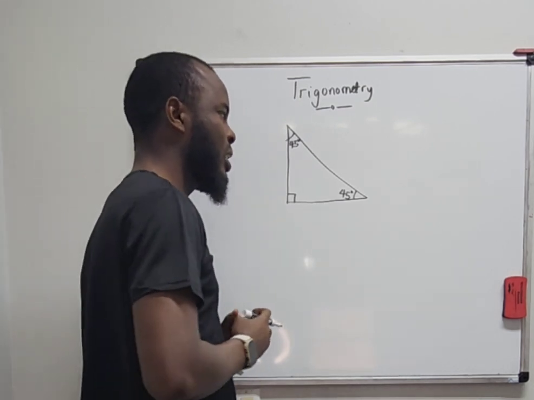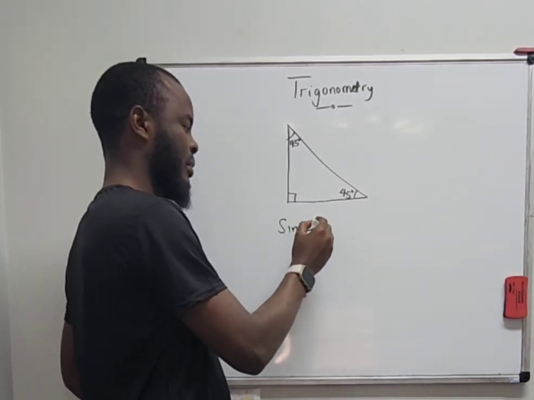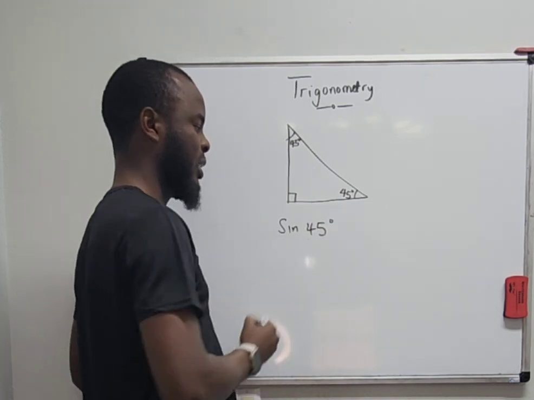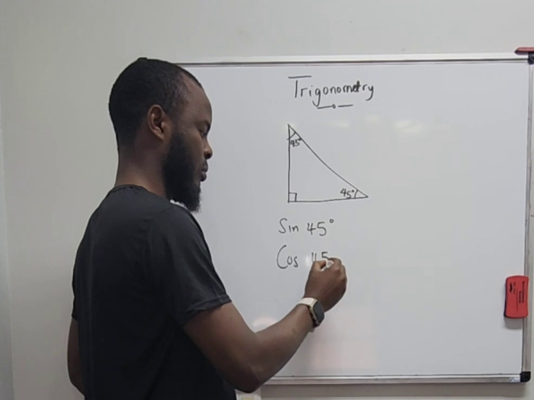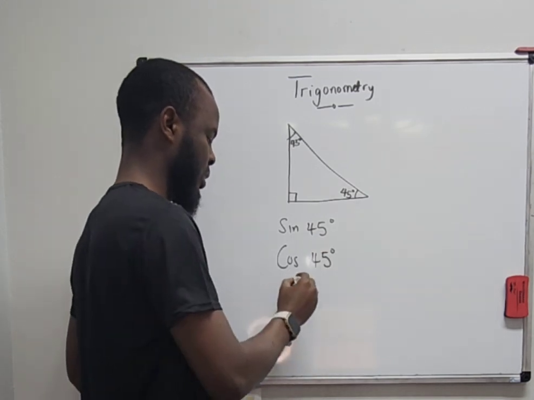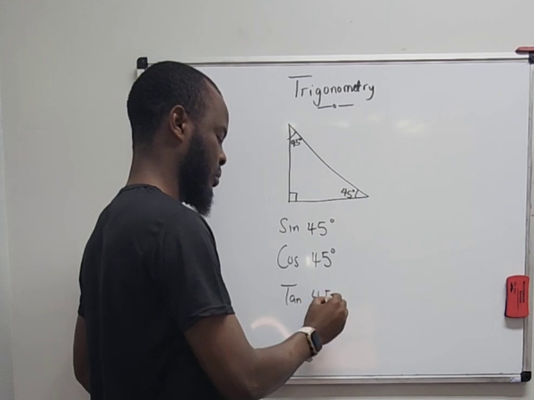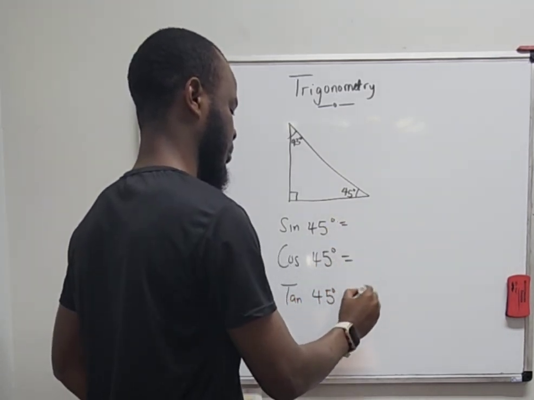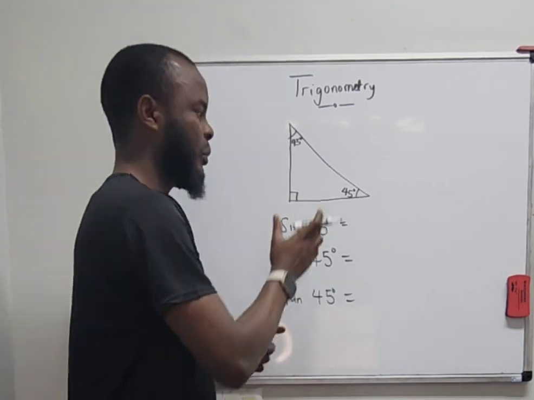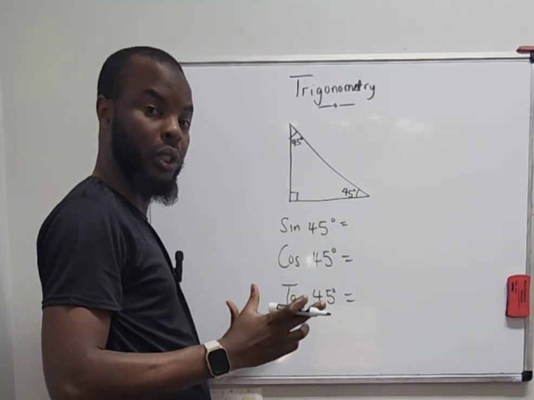Today, we're still going to be using the SOHCAHTOA approach. Here we have sine 45 degree, cos 45 degree, and tan 45 degree. Here, you can choose any of these angles. It can be this or this. Since they are the same, you can choose any of it.